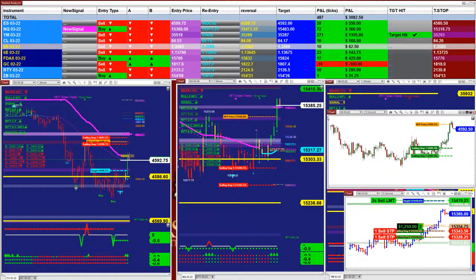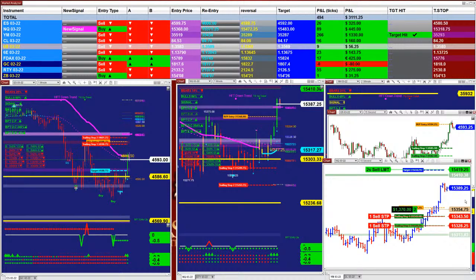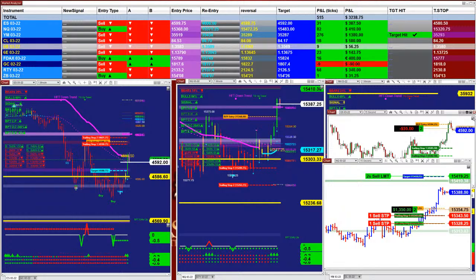We're not done with the ES short, and if you are using a normal indicator indicating you need to go long, do not go long on the ES. You don't have a long trade on the ES. The Autotrade took a long trade, but you don't have a long trade on the ES.